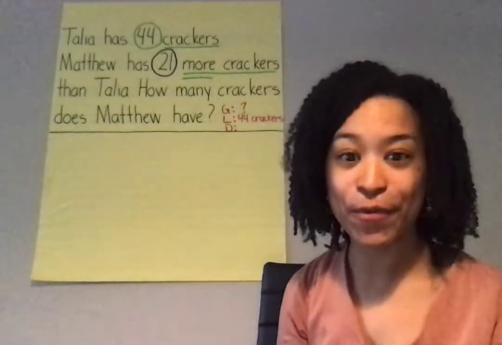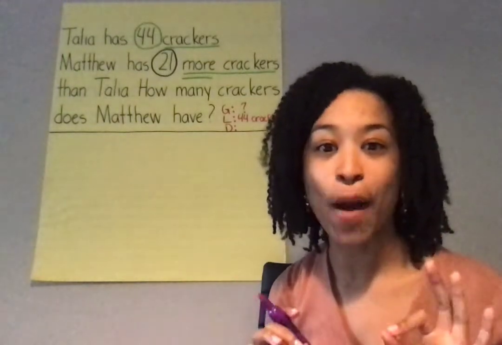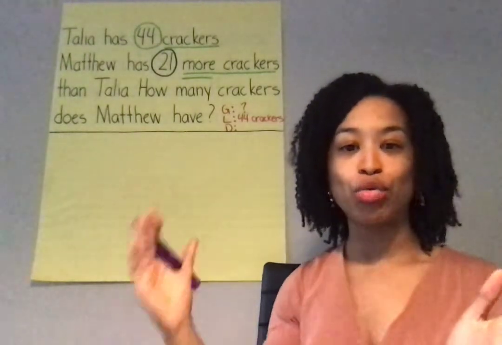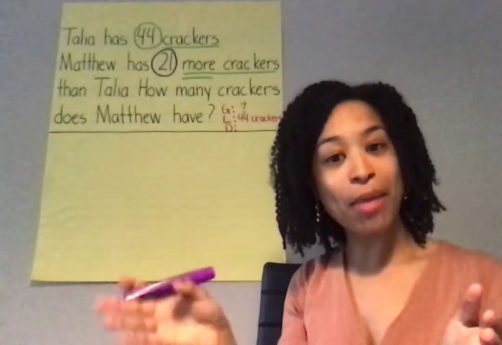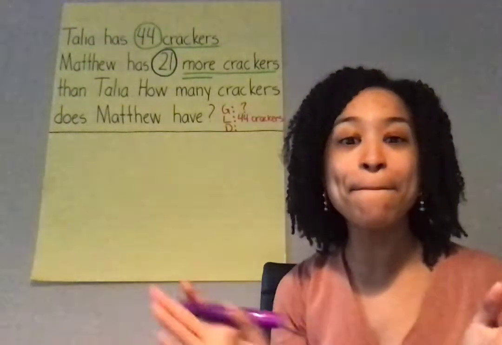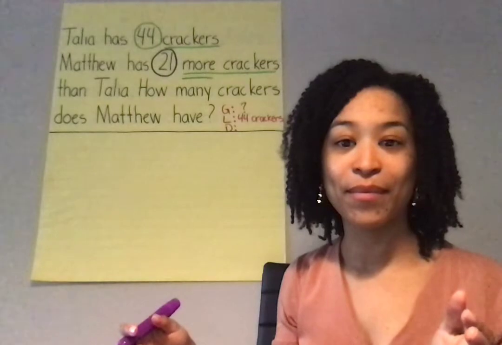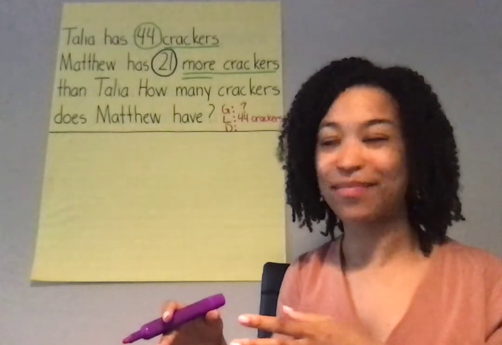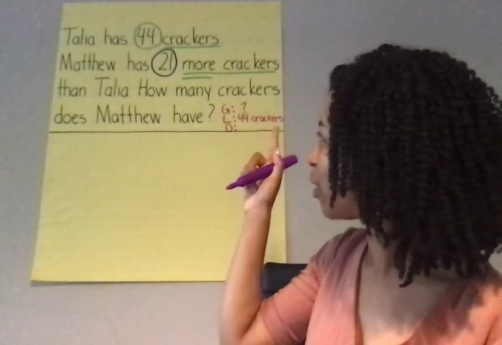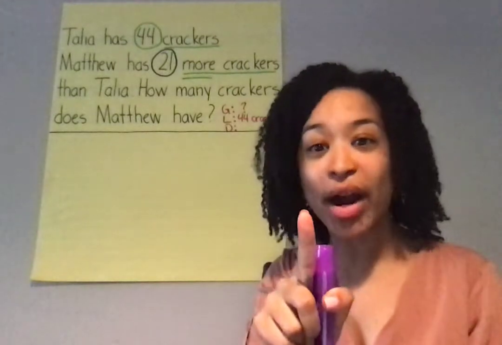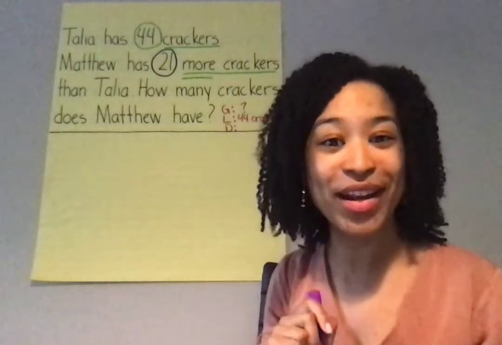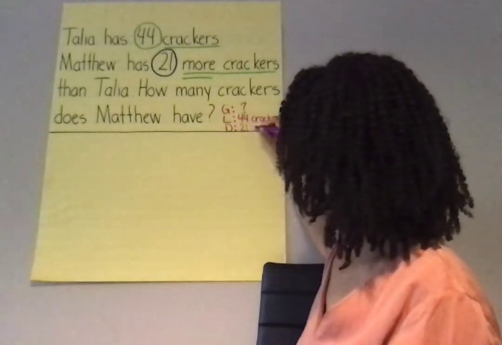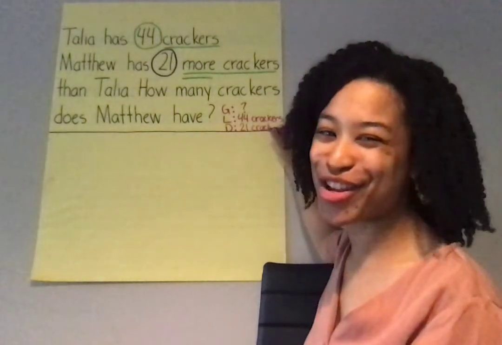Now, the difference. Remember when I said on Monday that the difference is from the smaller amount to the greater amount, or how you get from the greater amount back down to the smaller amount. It's the amount in between. That means it's blank more or blank less. Matthew has 21 more. That's our keyword, more. 21 must be our difference. Write 21 next to the D in your key. 21 crackers. Don't forget your units.